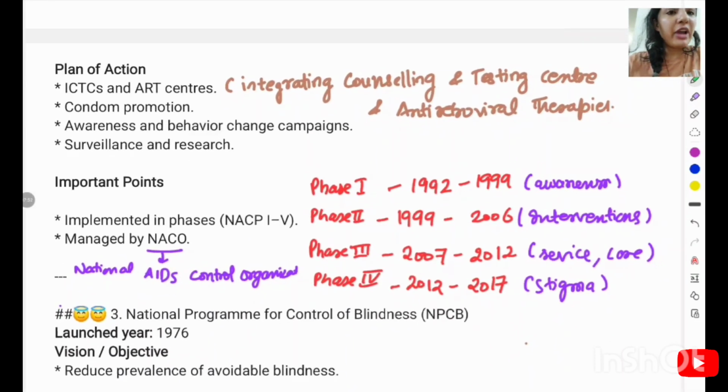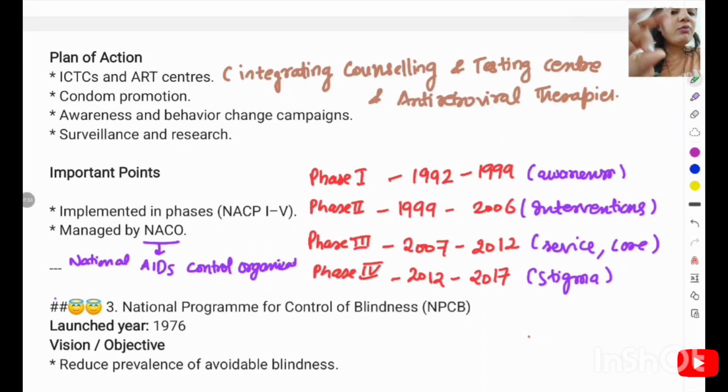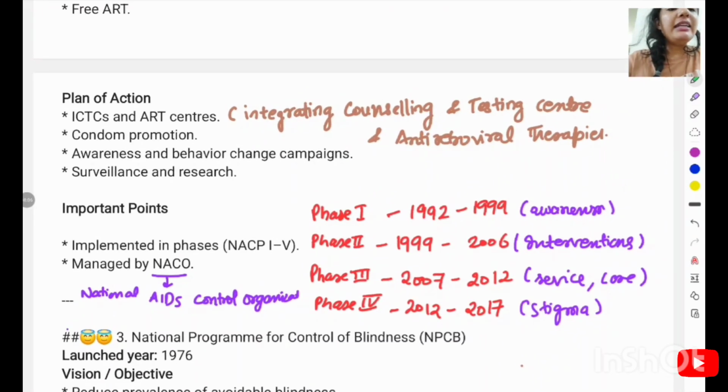Then what is the plan of action? There are majorly four points. The first point is ICTC and ART centers, meaning integrated counseling and testing centers, where antiretroviral therapy is given. Second, for prevention of transmission, free condom promotion is there. Awareness and behavioral change campaigns are launched. Surveillance and research updates on AIDS and how to control it all happen as a plan of action. Then what is the important point?